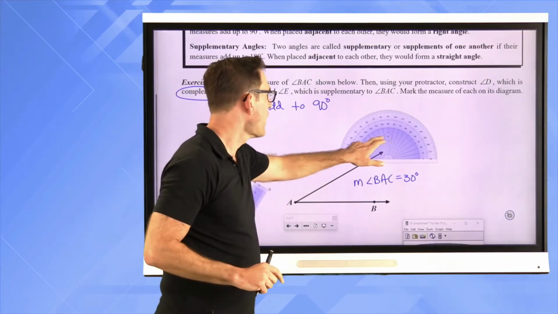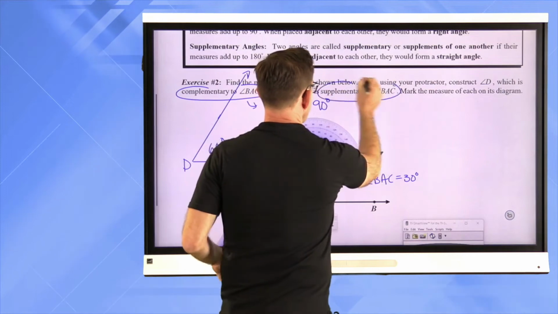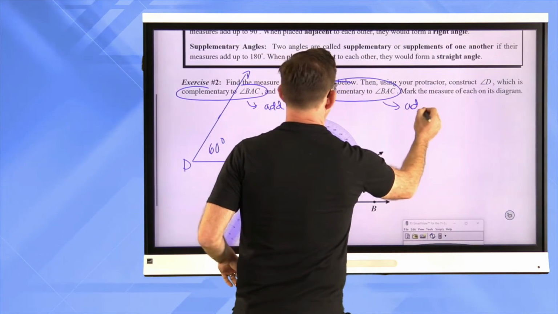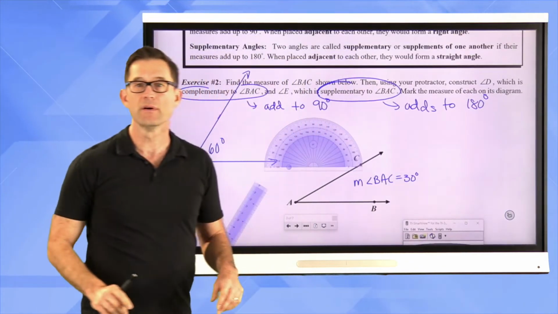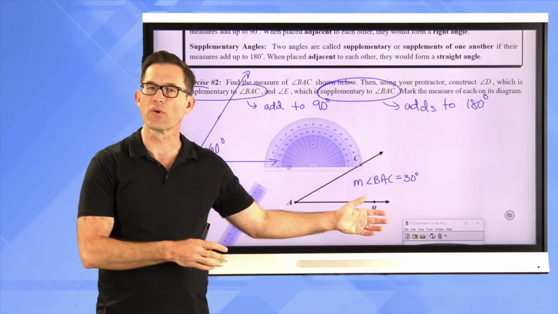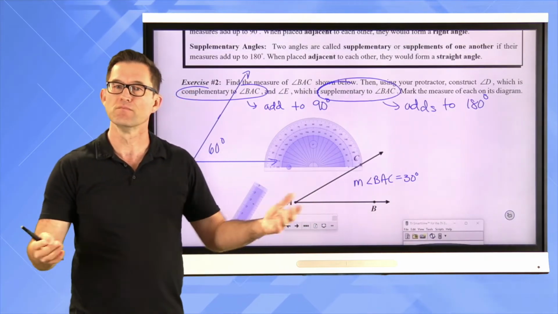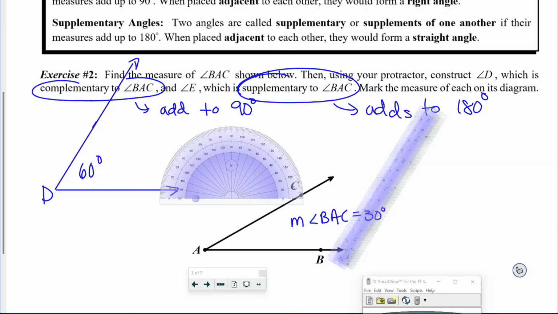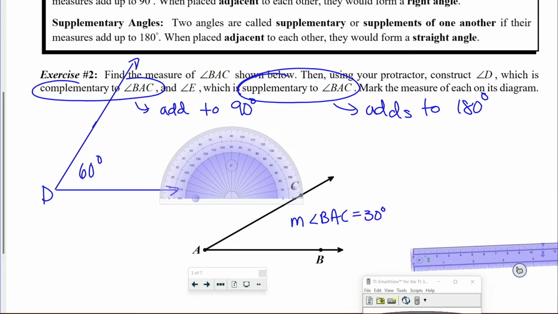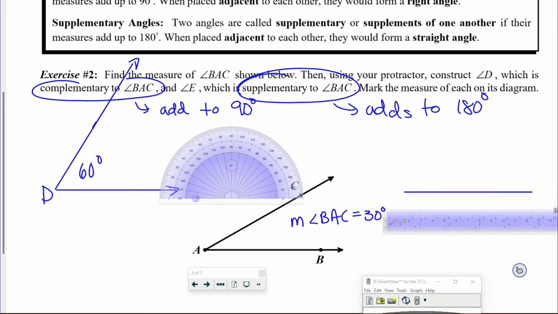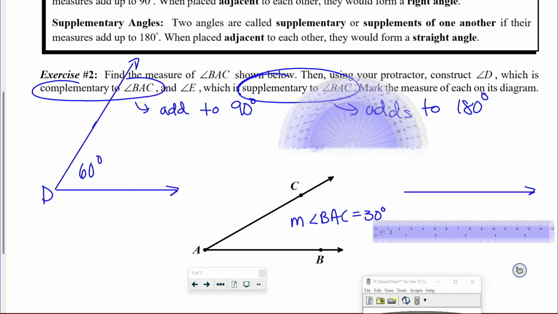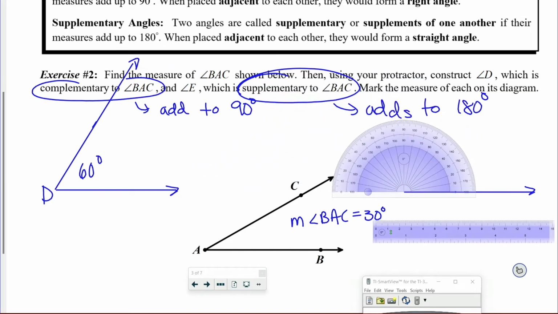Now, for my supplementary angle, which means adds to 180 degrees, again, it's simple enough. I can think, well, what is 180 minus 30? And that'll be 150 degrees. Same idea. Maybe I'll come in here and rotate this down so that I start with a horizontal ray. All right, there we go. Bring in my protractor. Find the 150 degree mark on it, which is right there.